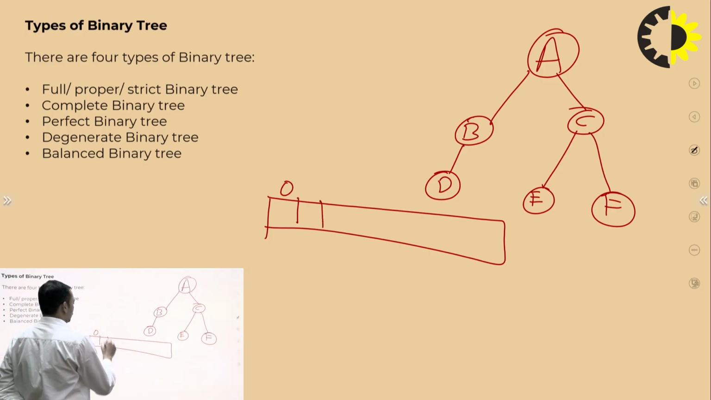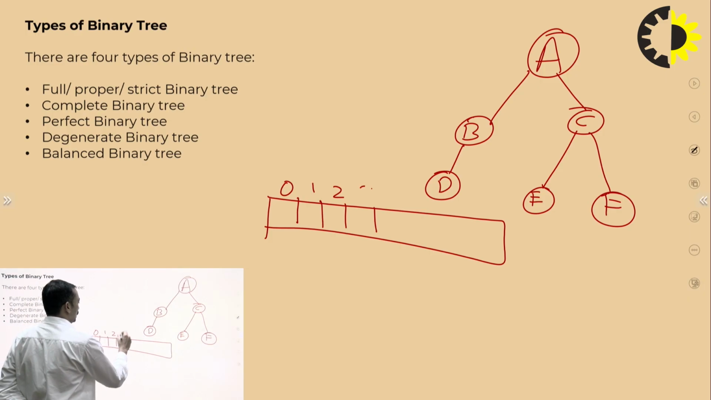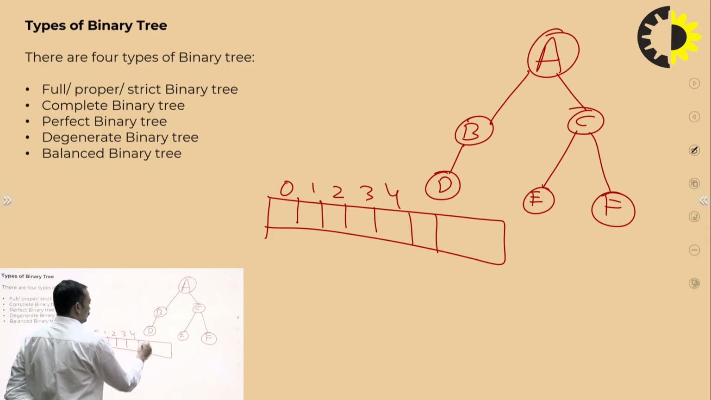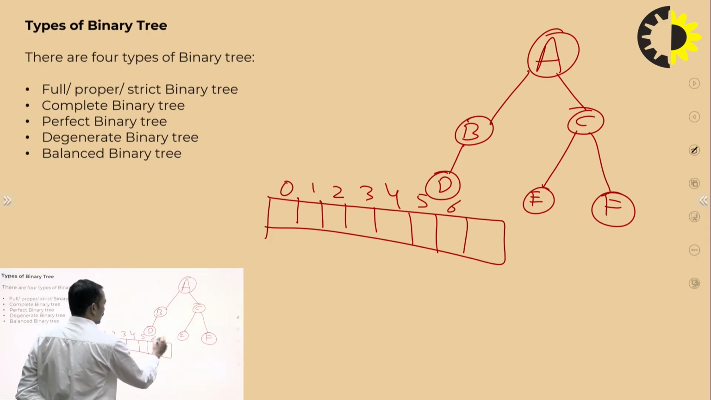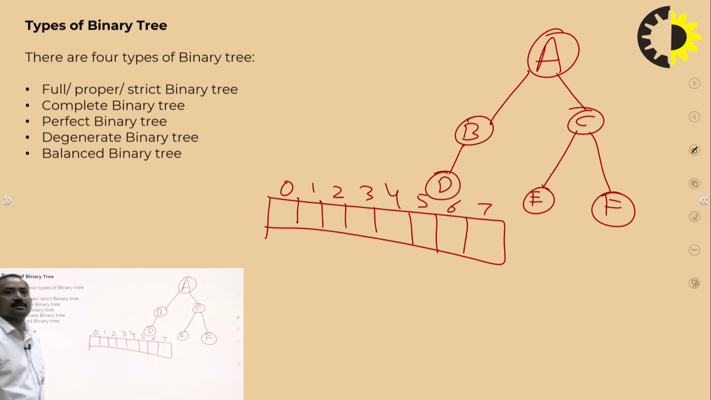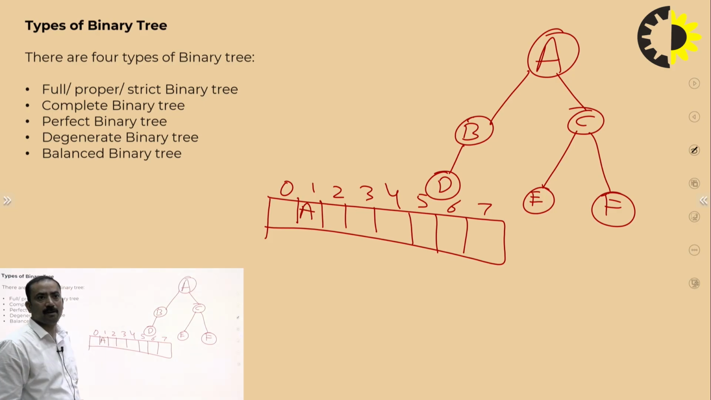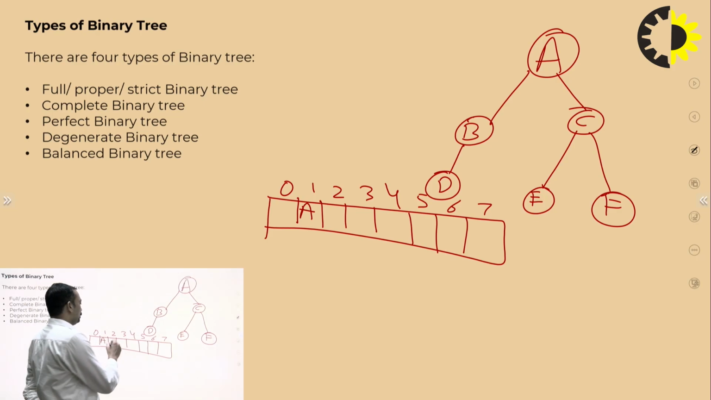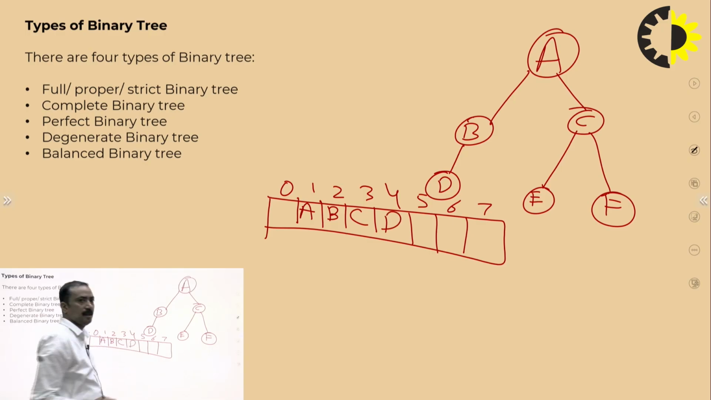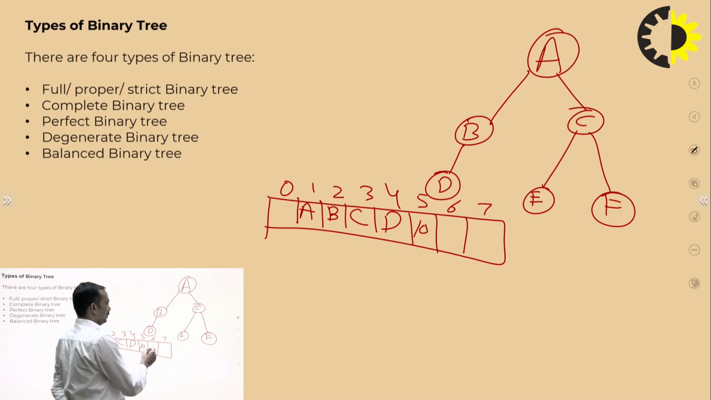the 0 position, the 1 position and 2 and 3 and 4 and 5 and 6 and 7. So we have A here, then we have B at position 2 and we have C and D at position 5. We don't have any node here, and here we have E and F.